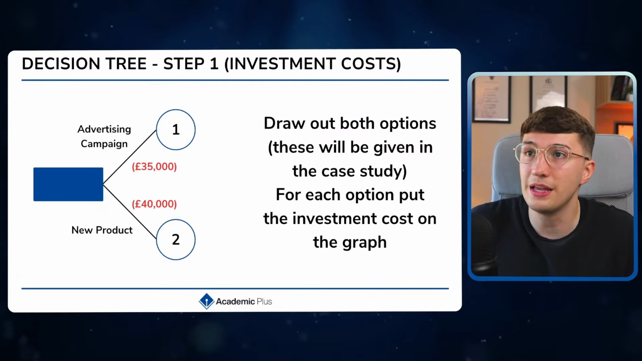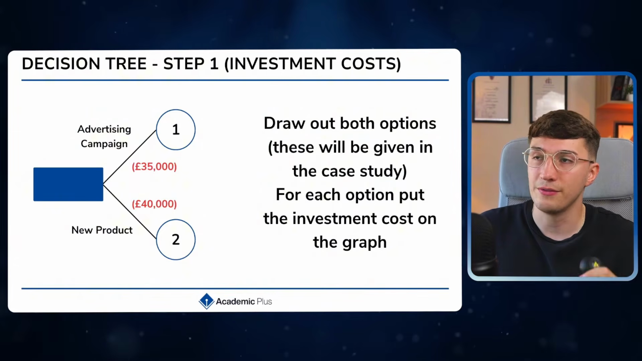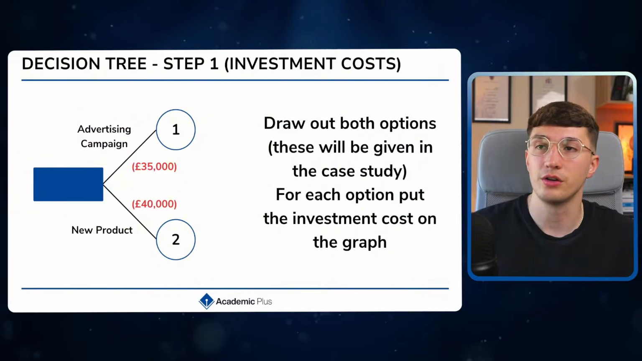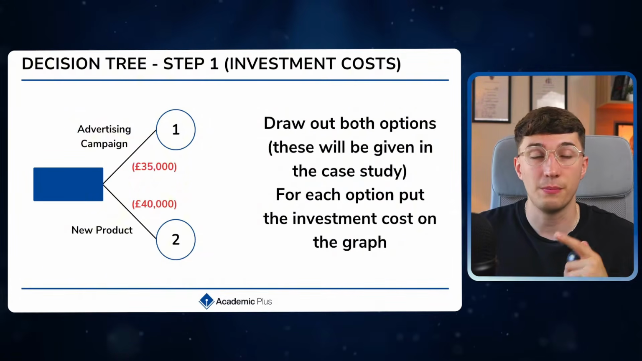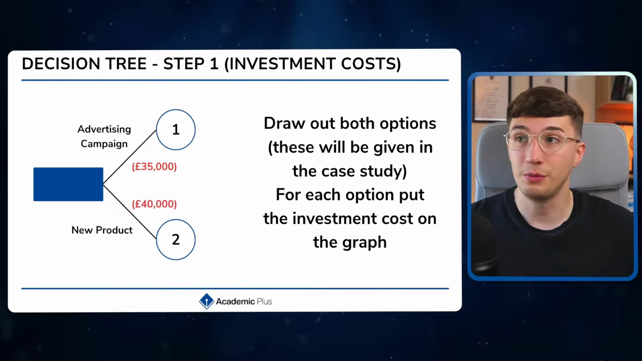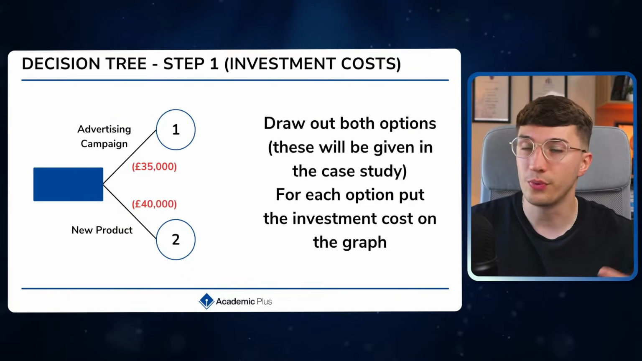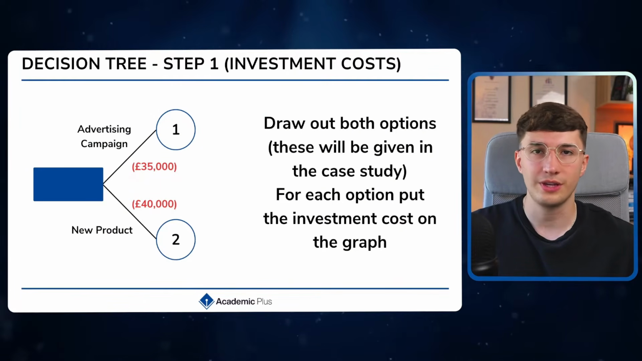So the first step is to draw out the different options that the business could take. Option 1 is looking at investing in an advertisement campaign. Option 2 is looking at investing in a new product. Then we want to attach the investment cost to both options. The advertisement campaign is going to cost us £35,000, whereas for that new product, we're going to have to invest £40,000.